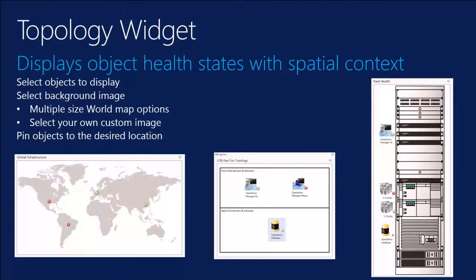And we have 3 different sizes so that you can ensure that it displays in the right aspect. But we also give you the ability to upload your own image so you can personalize this. So you can see here I've got some different examples. I've got the default example of pinning some health states to a world map. But you can also do things like create a rack view in Visio and upload that into Operations Manager and then pin the health states there.